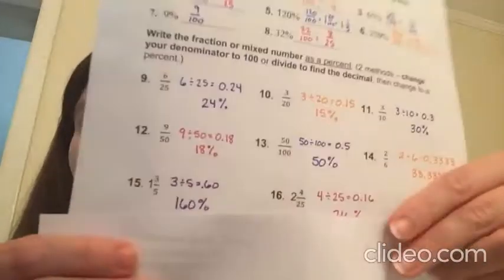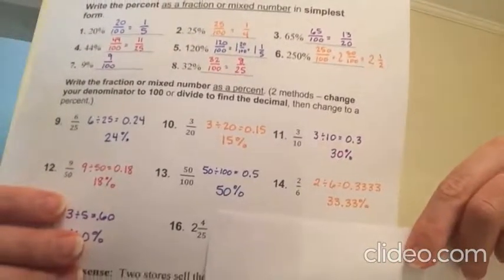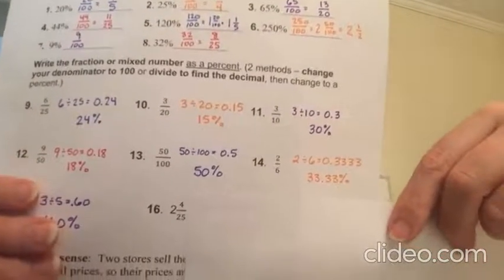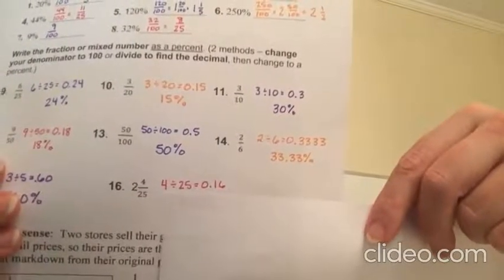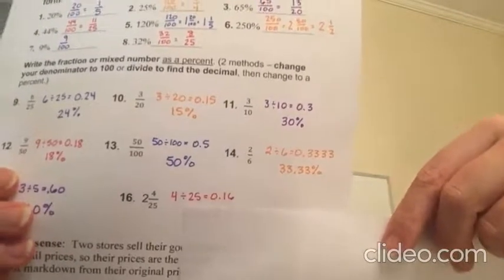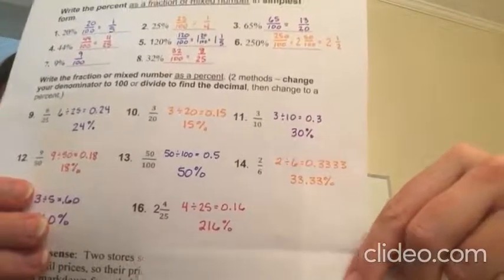160%. And then on number 16, 2 and 4 25ths, you can either say 2 times 25 is 50, plus 4 equals 54, and say 54 divided by 25 equals 2.16. Or you can say 4 divided by 25 equals 0.16, and then when I make it into a percentage, 0.16 is 16%, but I still have that 2 out front, so it would be 216%.